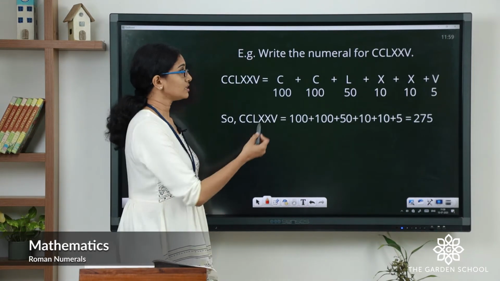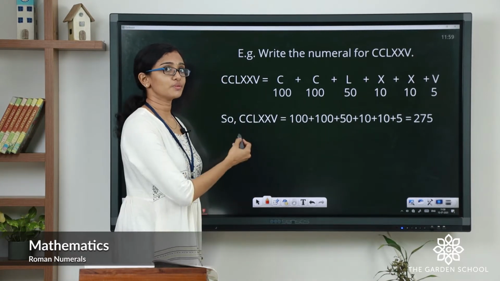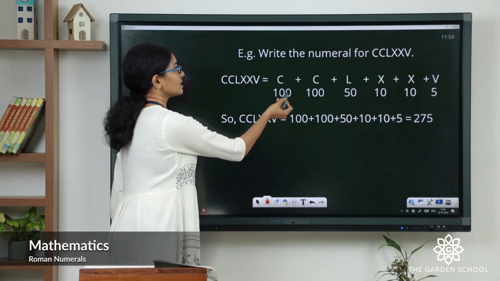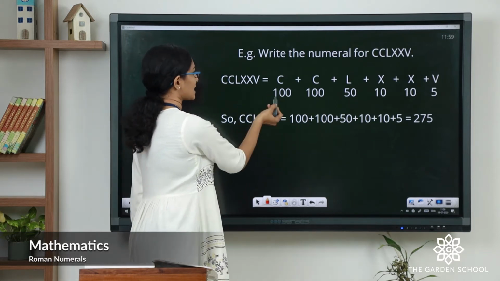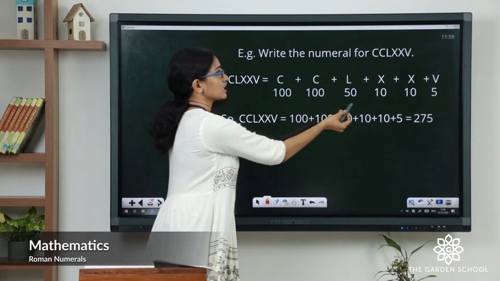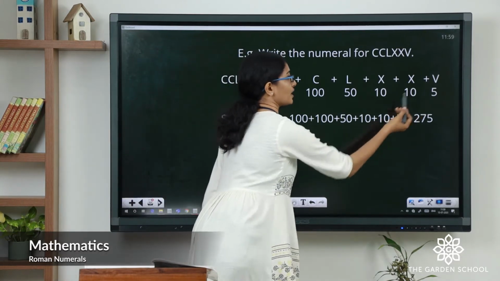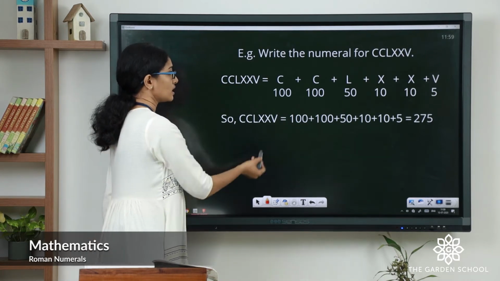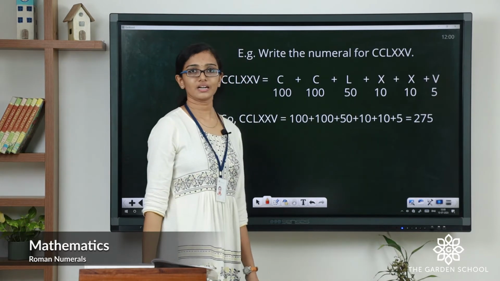We'll see one more example, but this is the reverse of the previous one. You are given the Roman numeral here. You have to write down the corresponding number. So, this is the Roman numeral. Let's split the symbols with equivalent values. C stands for 100. L is for 50. Then you have 2X, 10, 10. And the symbol V corresponds to the value of 5. So, let's add up all the values. The Roman numeral equals the sum of all these numbers, which is 275.